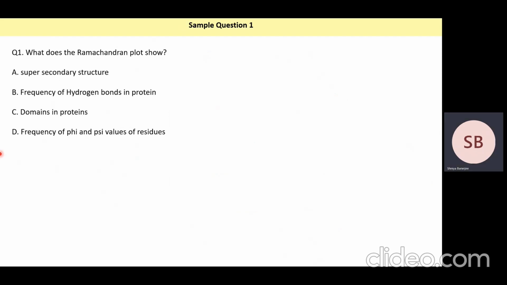Now that we have gone through the lectures of week 11, we'll quickly go through some sample questions. So the first question asks, what does Ramachandran plot show?